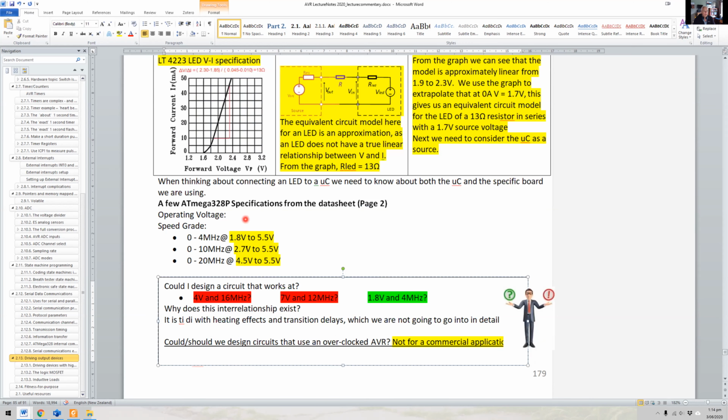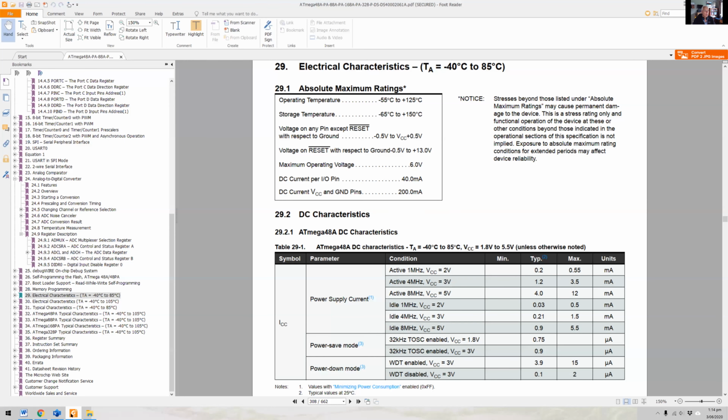The first thing about it is that there's a range of voltage. We actually have a maximum operating voltage of, well, let's just have a look at the data sheet. So we've got the data sheet here. We have got, let's see, operating voltage. Voltage on any pin except reset, minus 0.5 volts to VCC plus 0.5. VCC is the thing of interest here. So VCC, maximum operating voltage, is actually 6 volts.